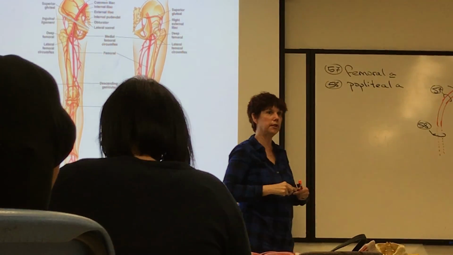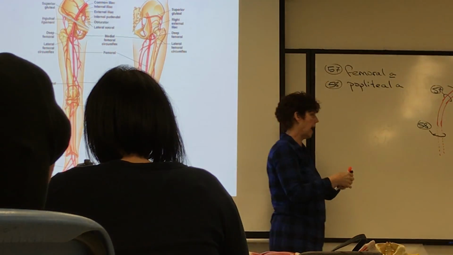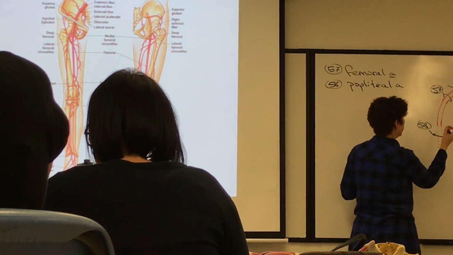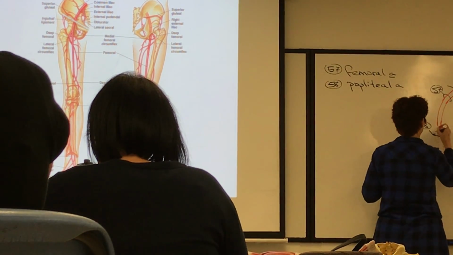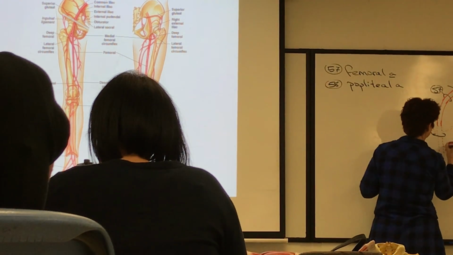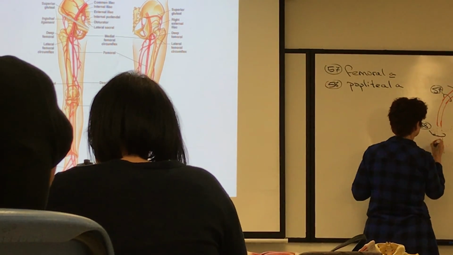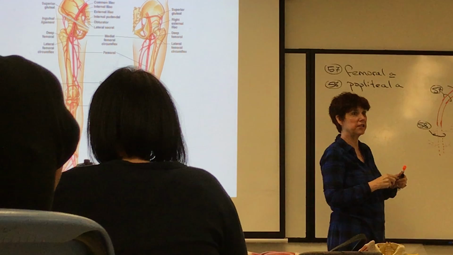And I do want you to learn the branches off of them. There's usually 2 that branch above the knee and wrap around the knee joint, and 2 below. And these are called the genicular arteries.